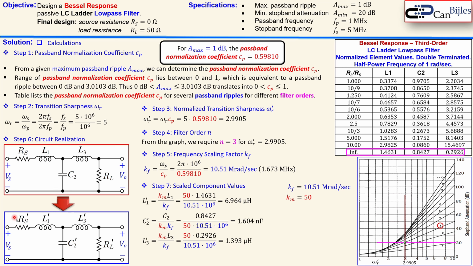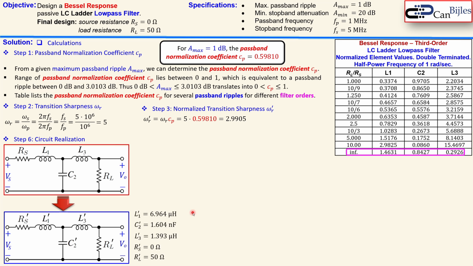Well, how about the resistors RS prime and RL prime? Well, RS prime and RL prime are each multiplied by the magnitude scaling factor because they are independent of the frequency. Now, since RS started at 0, that's the initial value, we also make it 0. But the initial value of the RL, which was our normalized value, was 1, so we do 50 times 1, 50 ohms. So these are the final results for our circuit.